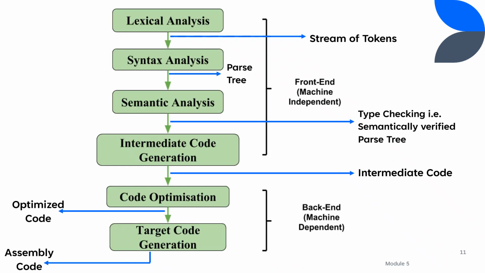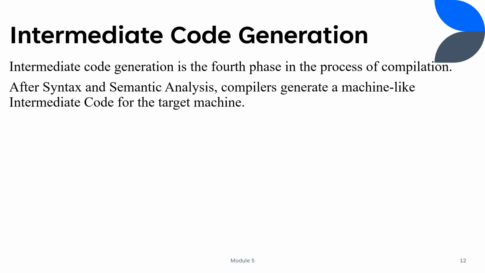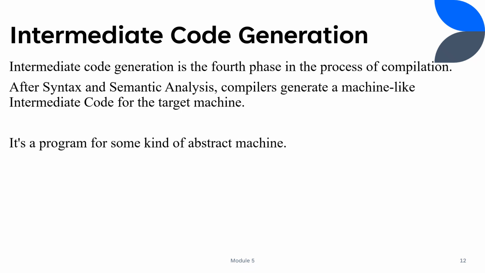This semantically verified parse tree goes as an input to intermediate code generation. What is intermediate code generation? It is responsible for creating an intermediate code, and it is the fourth phase in the process of compilation. After syntax analysis and semantic analysis, compilers generate a code which is machine-like for the target machine. In other words, it is creating a code for some kind of abstract machine.